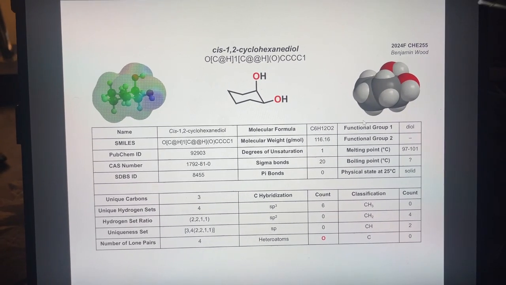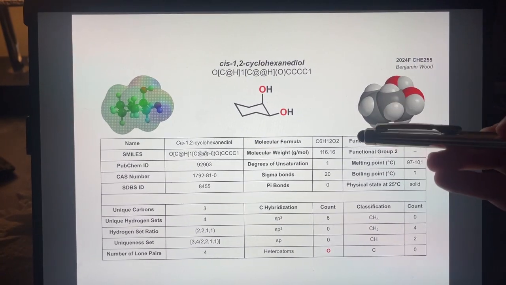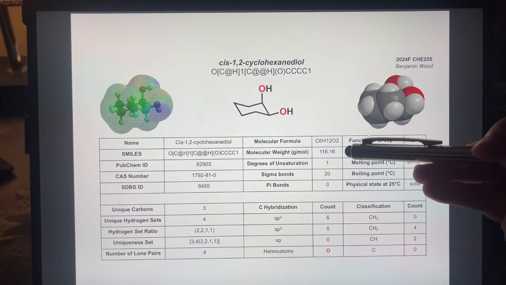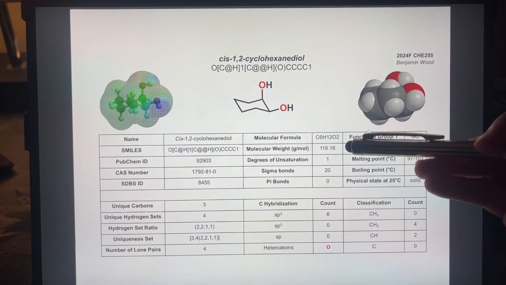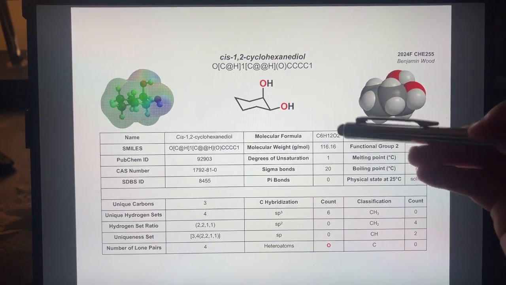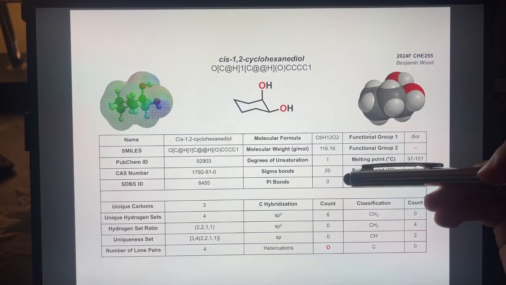Hi guys, we'll be talking about cis-1,2-cyclohexanediol. Its molecular formula is C6H12O2. Its molecular weight is 116.16 grams per mole. Its degrees of unsaturation is 1. That's occupied by its ring right here. Its sigma bond count is 20.